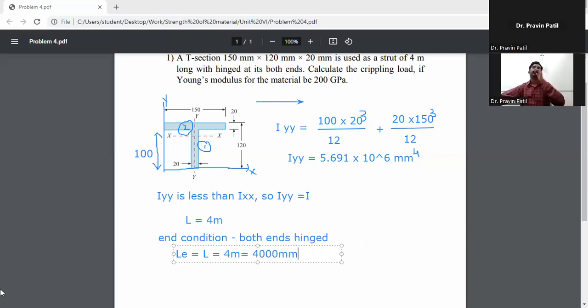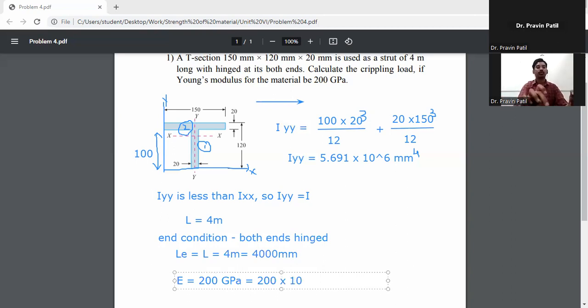Then modulus of elasticity is given. E is equal to 200 gigapascal, 200 GPa. To convert it into Newton per mm square, 200 into 10 raised to the power 3 Newton per mm square. Then apply Euler's crippling load.